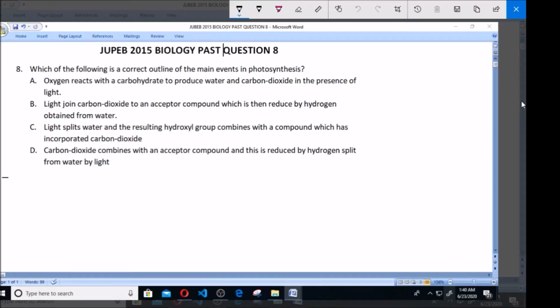Hello, welcome. So today we're going to continue with JUPEB 2015 biology past questions. Question 8. Which of the following is the correct outline of the main event in photosynthesis?